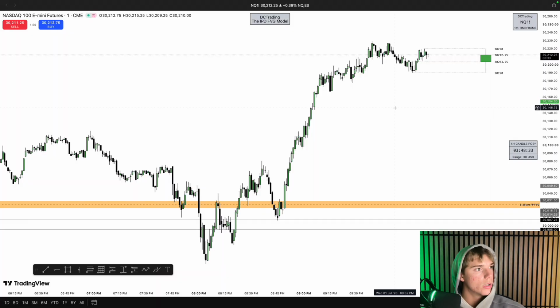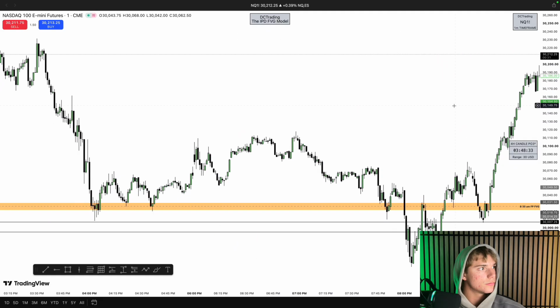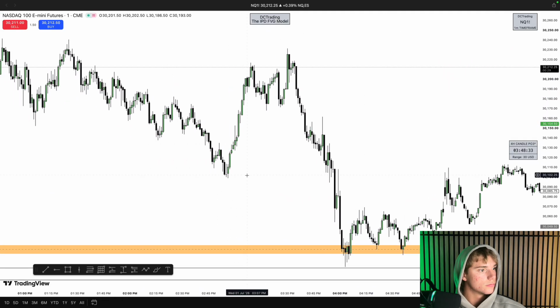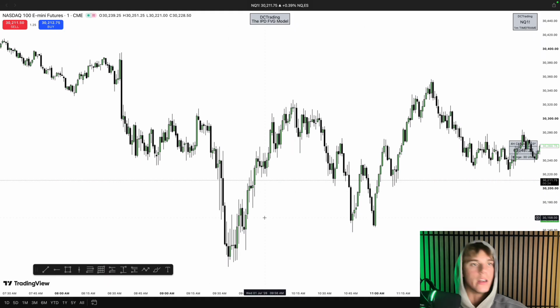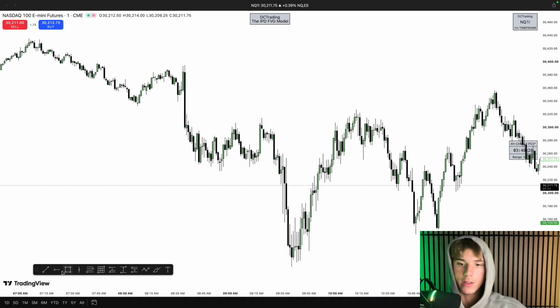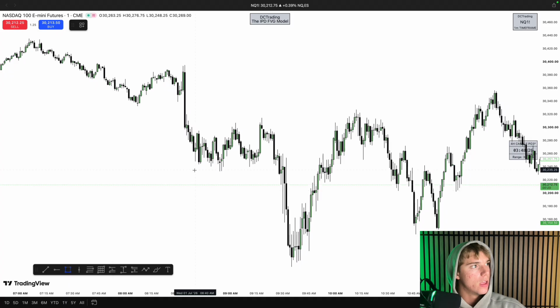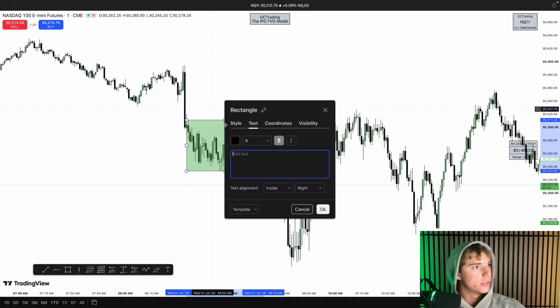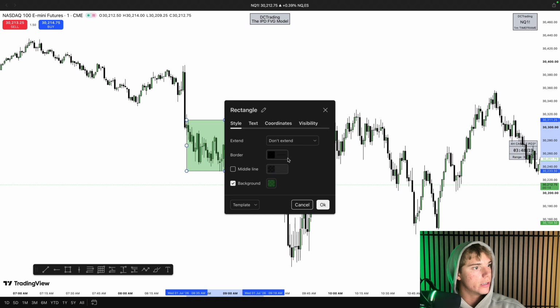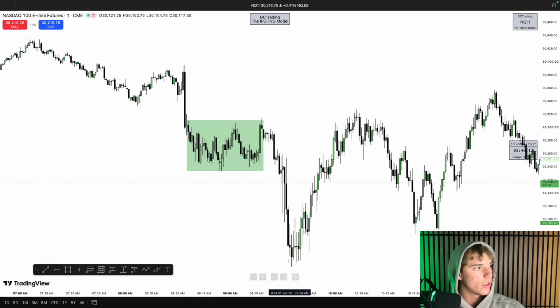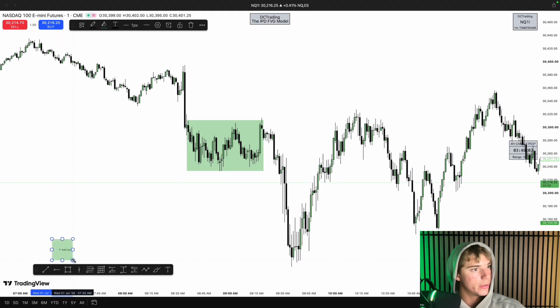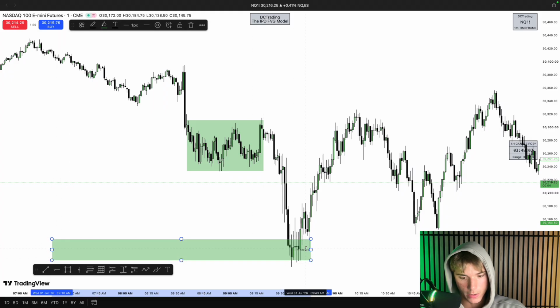Going down to the 1 minute, just so you can see it in action. This is the exact setup that I actually took today. So what do we see? Price starts to accumulate here. So we have our accumulation. We have a 15-minute fair value gap over here.